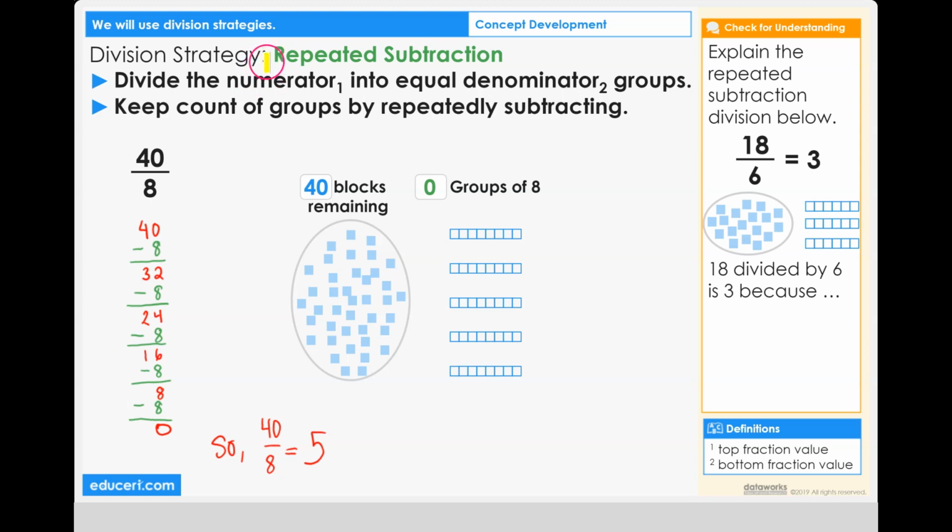The first of our 3 division strategies in this lesson is repeated subtraction. On this page, we're going to think about the idea, watch a little bit of an example, and then answer a check for understanding question.